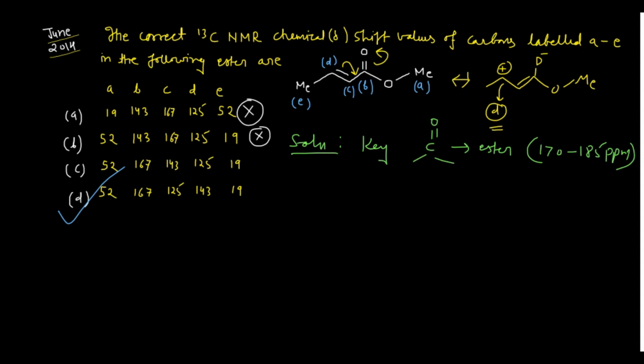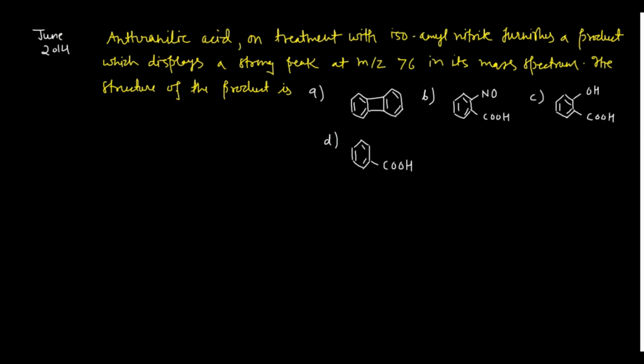Now moving to the next problem, what it says. Okay, now my next question, which seems a little bit tricky actually, but we can think about how we can solve this problem. Anthranilic acid on treatment with isoamyl nitrite furnishes a product which displays a strong peak at M/Z 76 in its mass spectrum. The structure of the product is whether A, B, C or D. Which one is the correct?